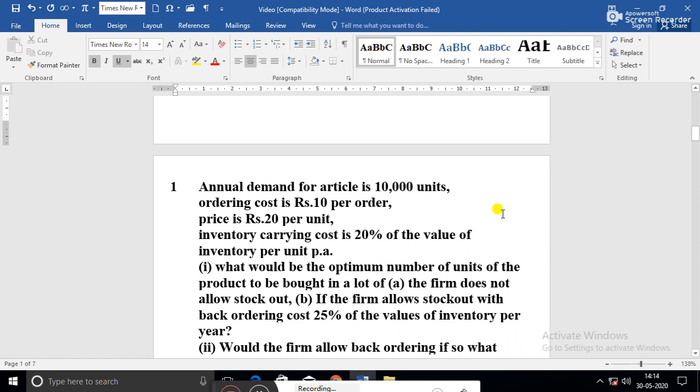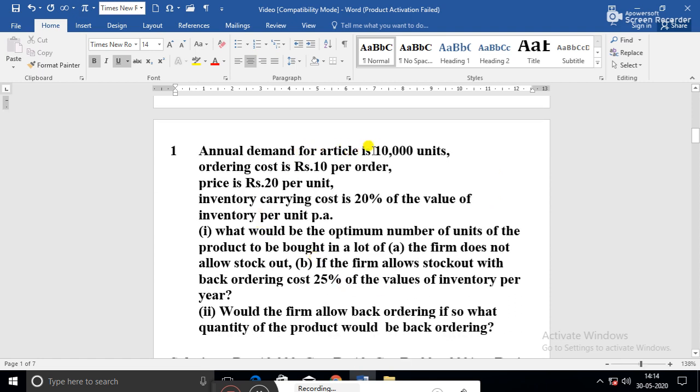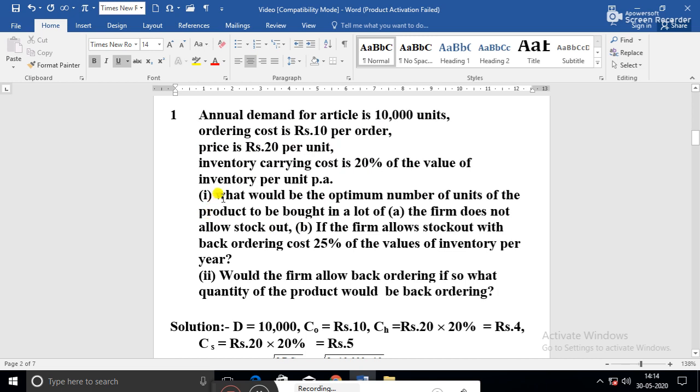Now comes the question. Annual demand for the article is 10,000 units. Ordering cost is 10 rupees per order, mind it, and the price of the item is rupees 20. Next, inventory carrying cost is 20% of the value, that means 20% of your 20 rupees. And then the question: what would be the optimum number of units of the product to be bought in a lot if you do not allow any stock out?